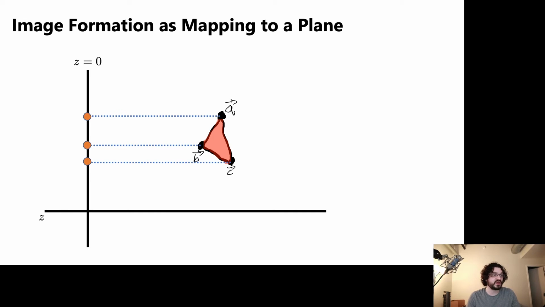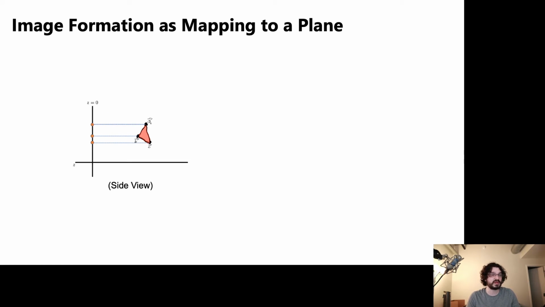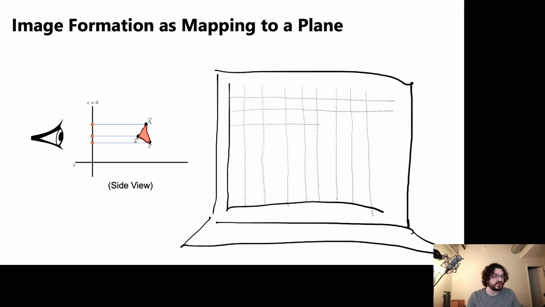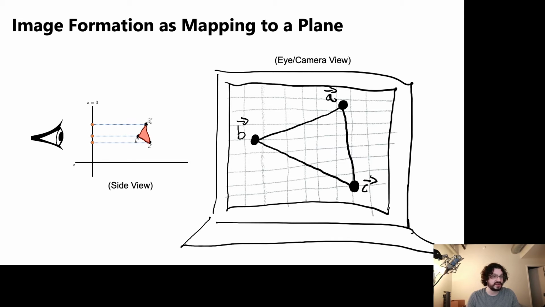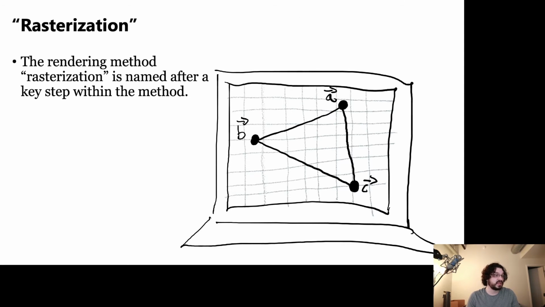Okay, so now let's shift our view a bit and look at what's going on from the perspective of our computer screen. Remember that the xy plane is our image plane, so the viewer is basically looking down the z-axis, and our projected vertices are going to form some triangle in the image plane. So our question now is, how do we go from this triangle to an image? And the answer is rasterization.